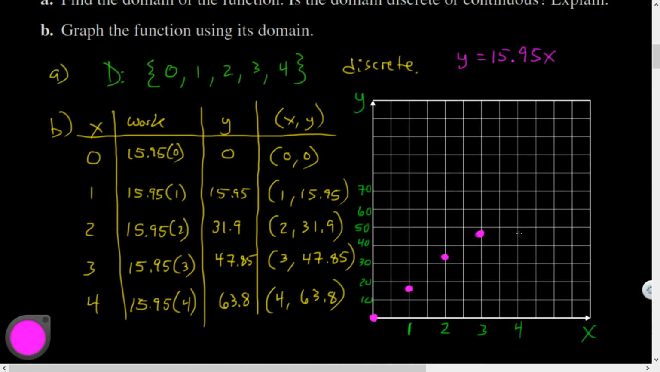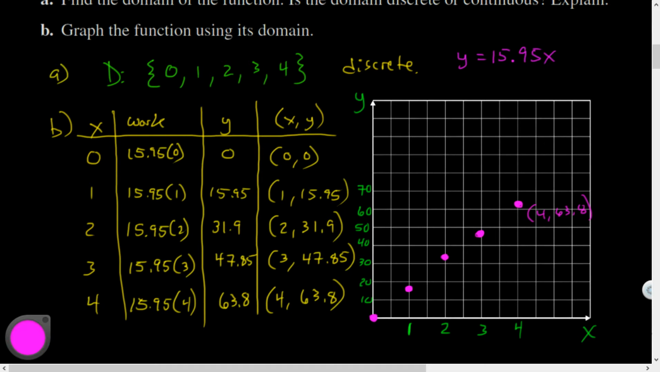And let's see, so 4 and then 63.8. So my solution set are these points, and each of these points represents an ordered pair, right? So this is the ordered pair, 4, 63.8, which means that if I purchase 4 tickets, it will cost me $63.80.